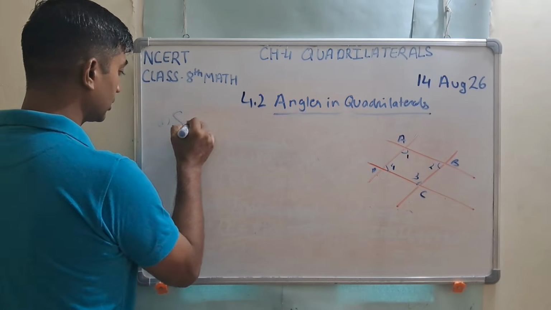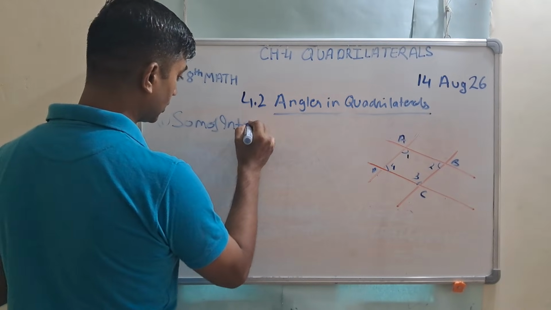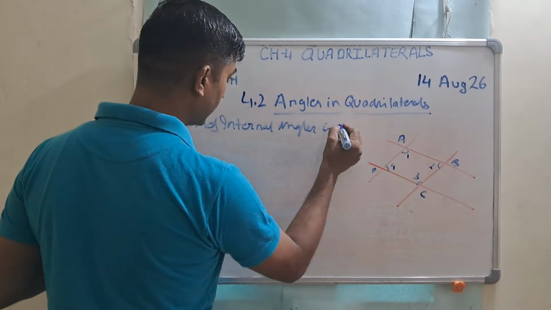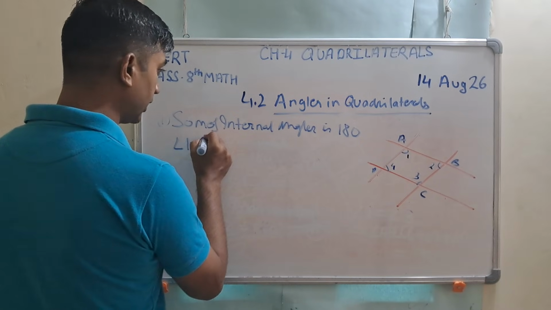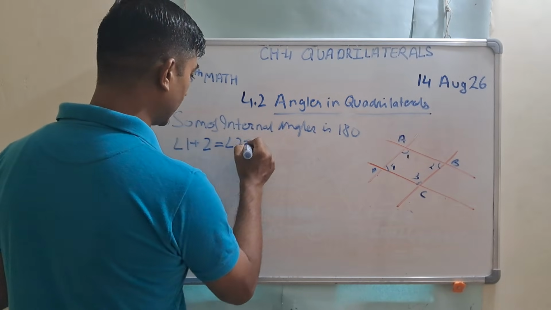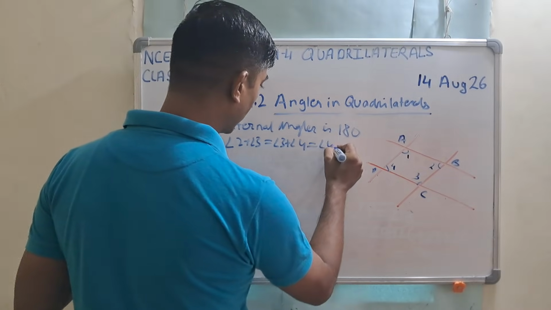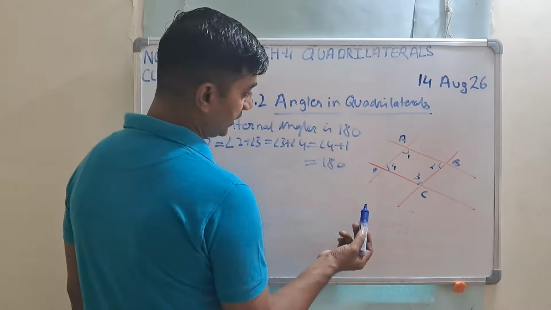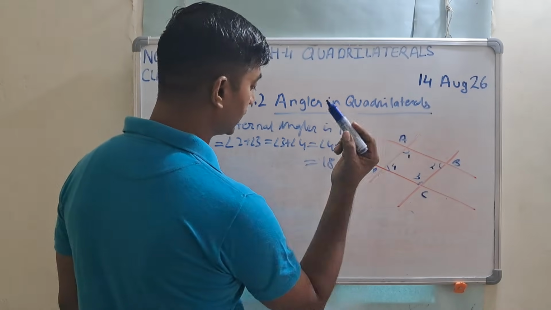Point number 1, sum of internal angles is 180 degree, means angle 1 plus angle 2 is equal to angle 2 plus angle 3 is equal to angle 3 plus angle 4 is equal to angle 4 plus angle 1, and that is 180 degree. Understood? If we take any two angles, 1 plus 2 is 180 degree, 2 plus 3 is 180 degree, 3 plus 4 is 180 degree, 4 plus 1 is 180 degree.